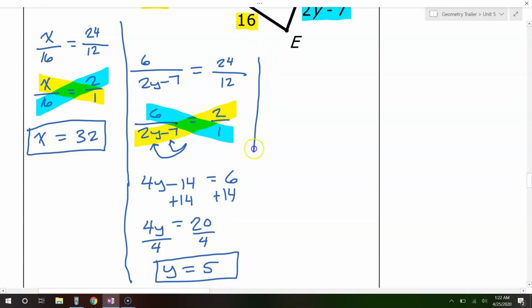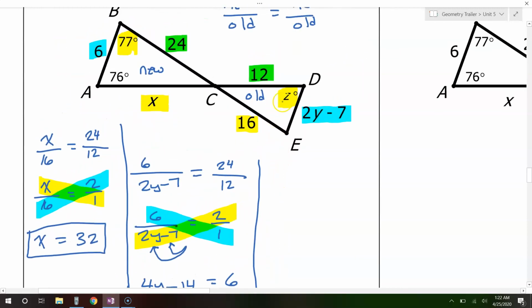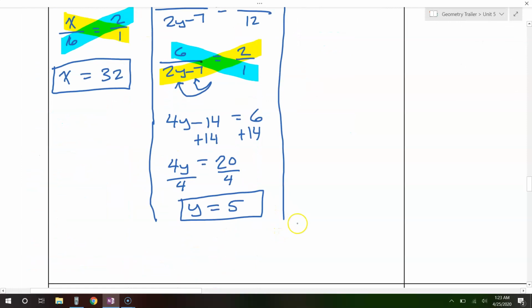All right, so we have x and we have y. Now it's time to find z. Well, there's no work to do because the corresponding angles are equal. So z corresponds with the 77. So we're just going to automatically write z equals 77 degrees.